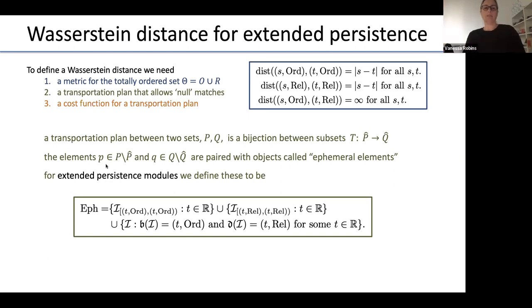And so in our extended persistence module, we have to define what our intervals of zero length are, okay? And these are what we call ephemeral intervals or ephemeral elements. And so these are going to consist of basically zero length intervals in the ordinary part, zero length intervals in the relative part. And then we need to quantify what a zero length object in the essential classes would be. And they're going to be essential classes that have their real parameter of birth and real parameter of death being the same value as well, okay?